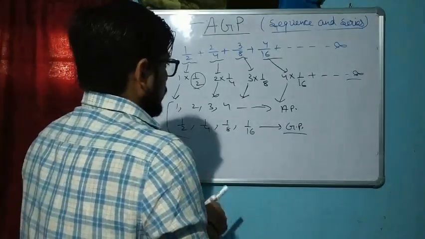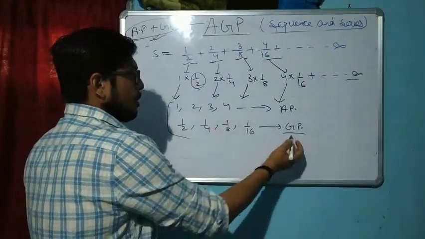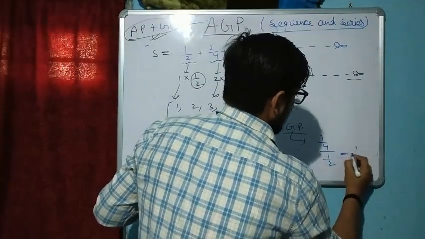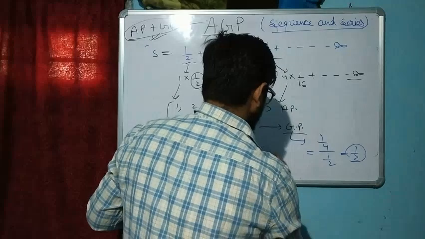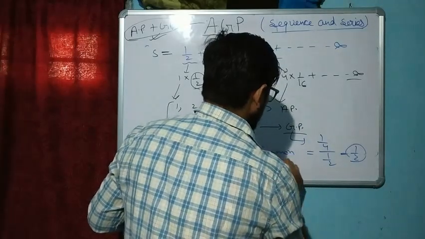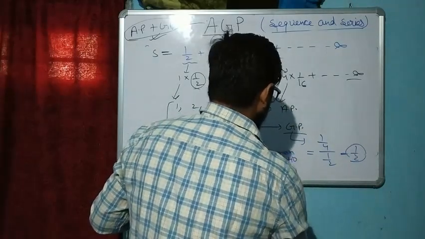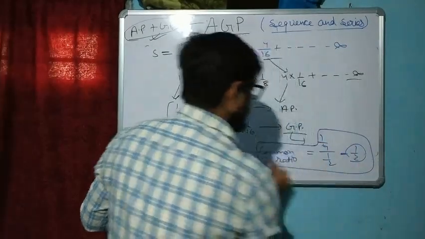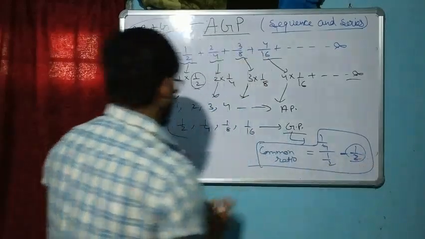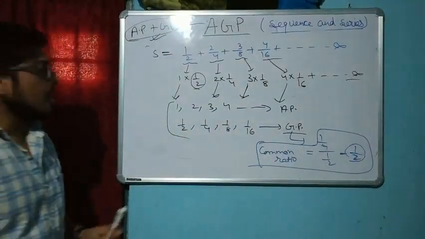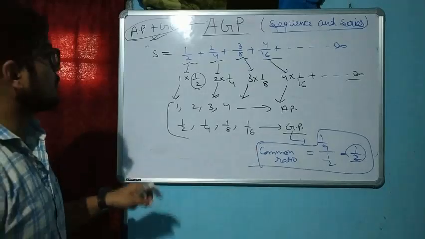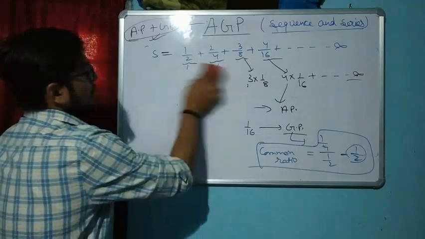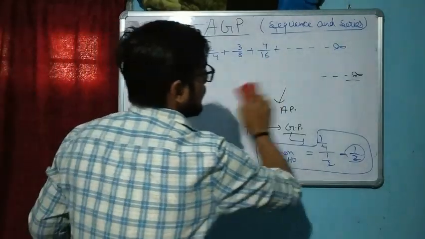So the common ratio of the given GP is basically 1 by 2. This is the common ratio, which was the first step in order to find the summation of the given AGP. So the first step is to find the common ratio, which is basically 1 by 2 here. Now after finding the common ratio, you need to multiply by the common ratio on both sides, and then you need to subtract.